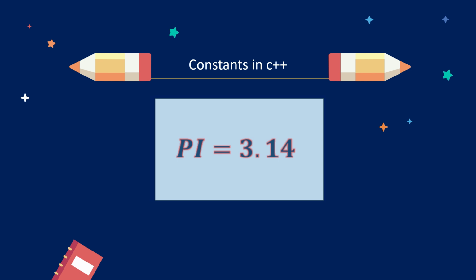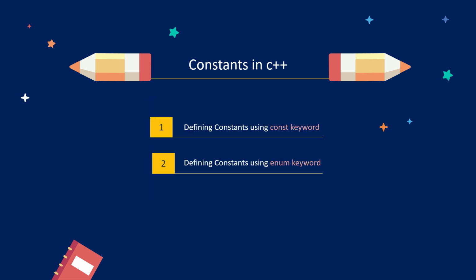Similarly, constant variables work in programming languages. Constant variables, once initialized with a fixed value, cannot be changed by the program anywhere. The developer needs to access that value whenever needed but cannot change the value of that variable. There are multiple ways to define constants in C++. Today we'll understand two types of constants in C++. First is using the const keyword and second one is using the enum keyword.